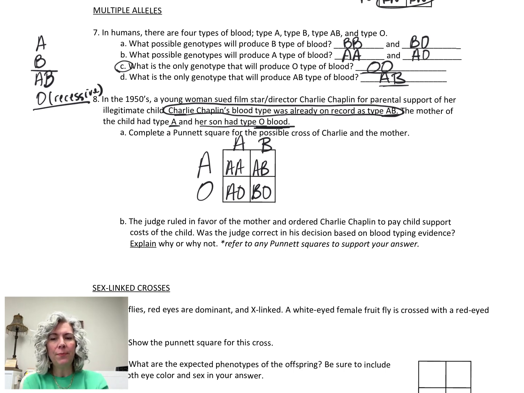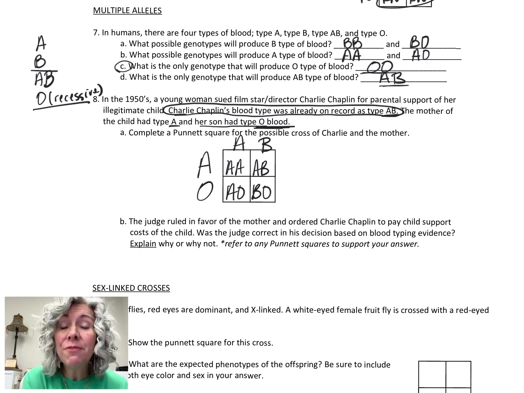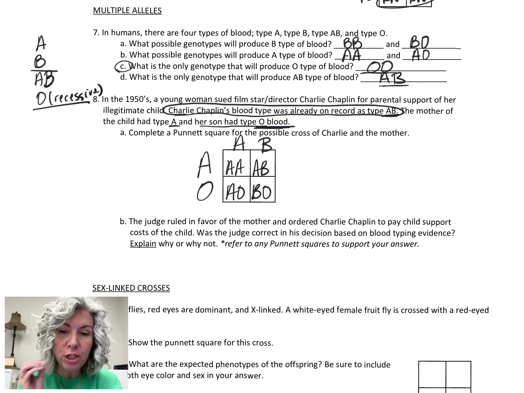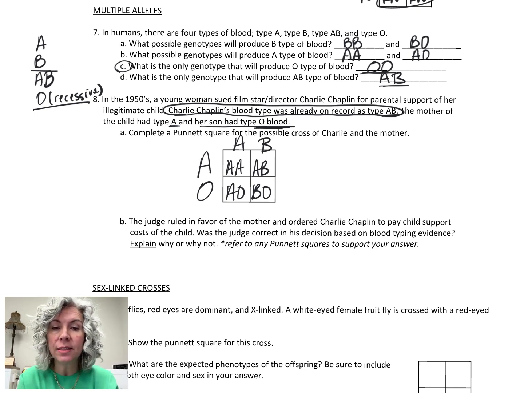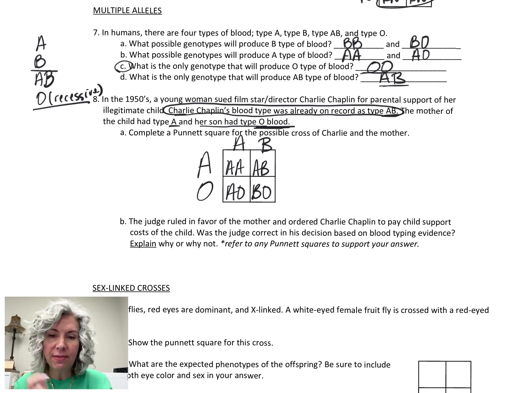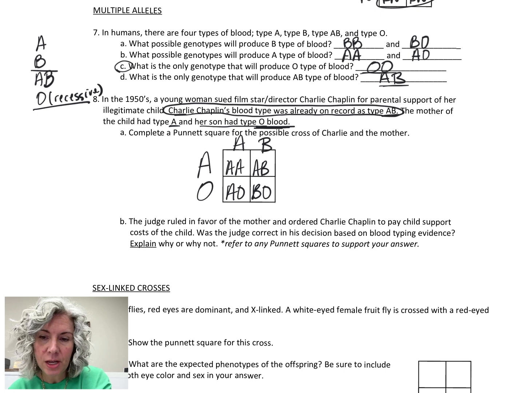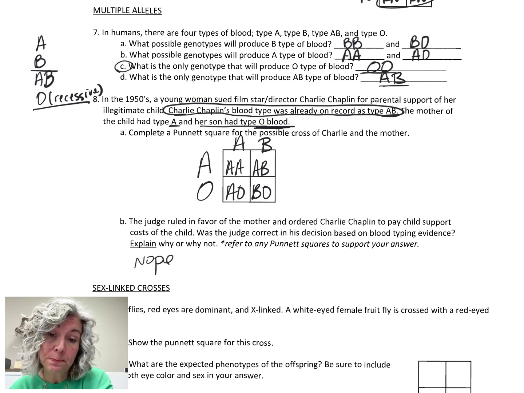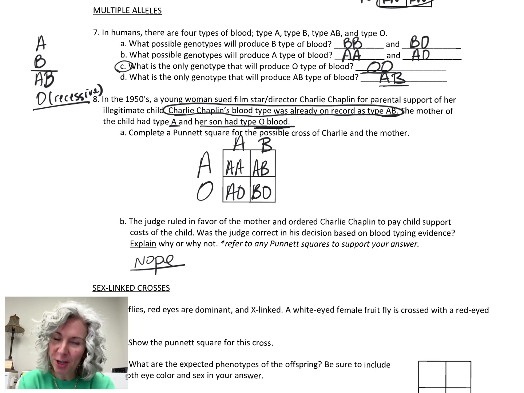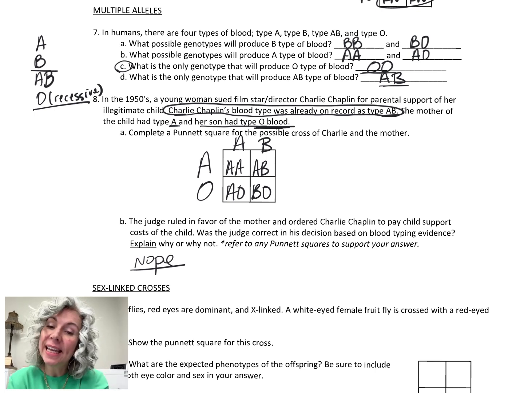Let's look at question B. The judge ruled in favor of the mother and ordered Charlie Chaplin to pay child support costs for the child. Was the judge correct in his decision based on blood typing evidence? Nope. The judge was not correct. Explain why or why not.